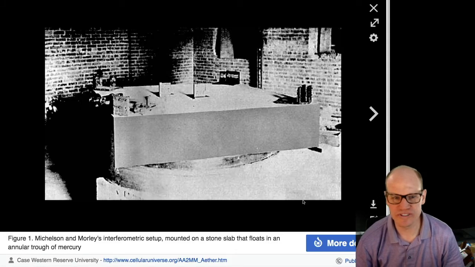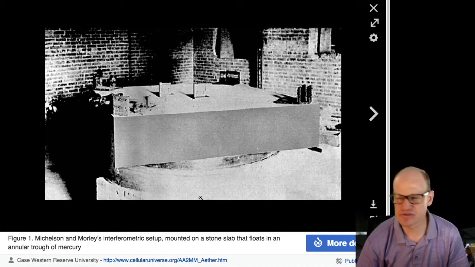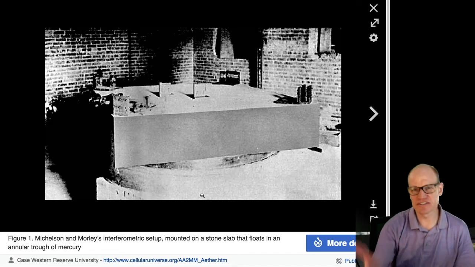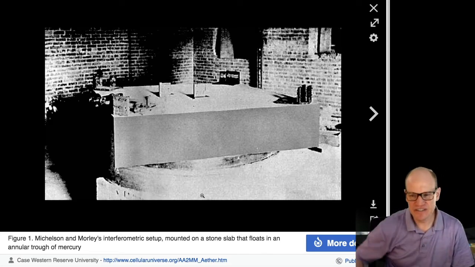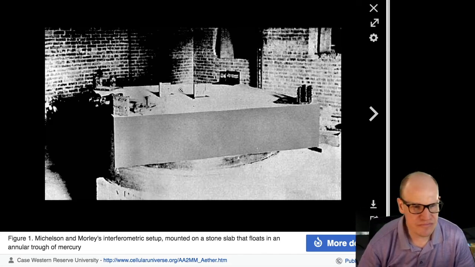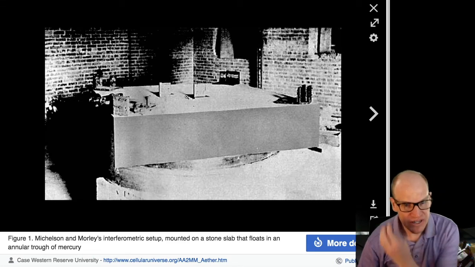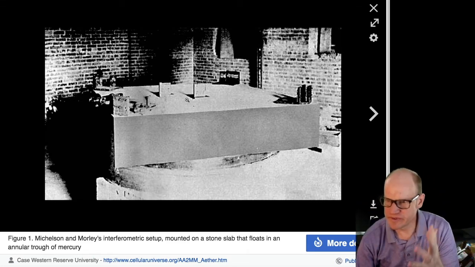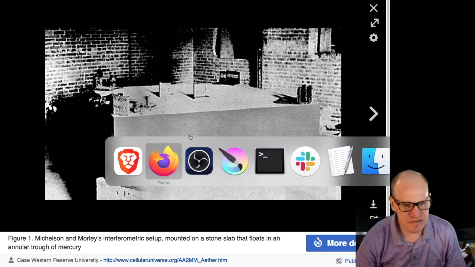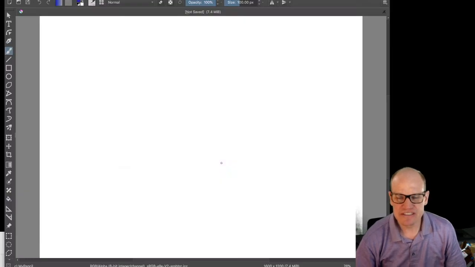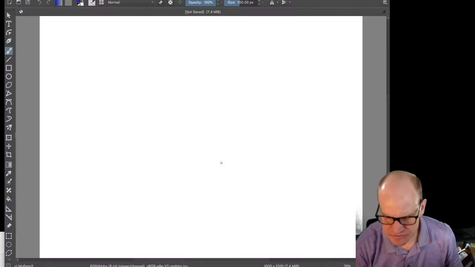This image shows the Michelson-Morley apparatus. So this was back in the day. They didn't have such amazing digital cameras like we have today. But this is the Michelson-Morley setup, and we'll go through the basics of the design. The Michelson-Morley experiment was specifically designed to detect the luminiferous ether.